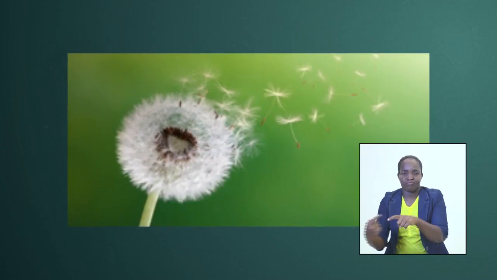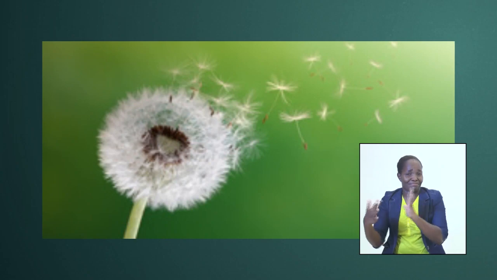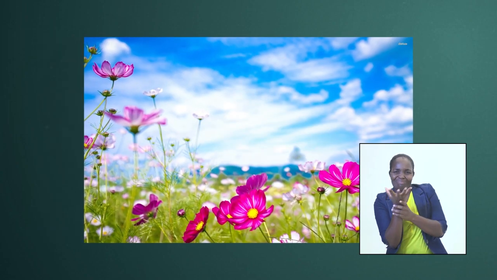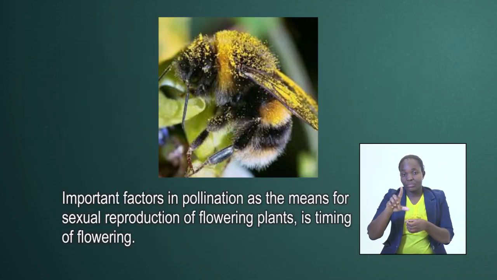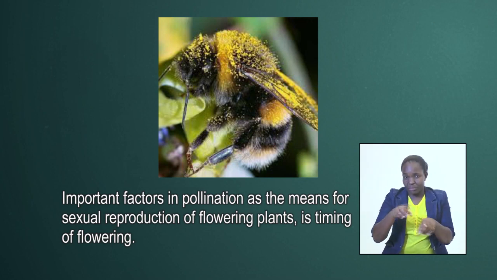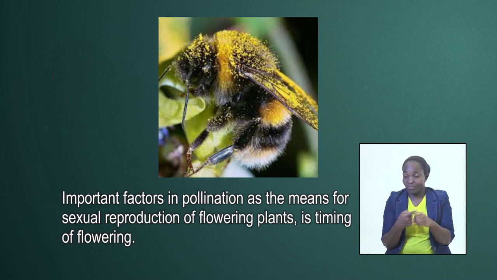Many trees and all grasses are wind-pollinated. As such, they have no need for large fancy flowers. Plants have a number of different means to attract pollinators, including color, scent, heat, nectar glands, edible pollen, and flower shape. Important factors in pollination as the means of sexual reproduction of flowering plants is timing of flowering.